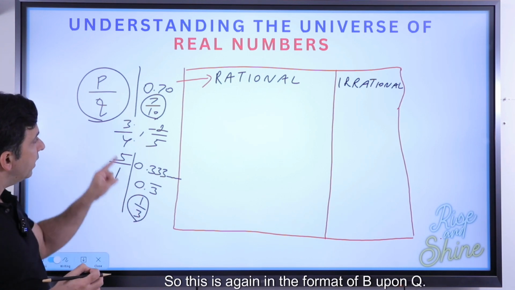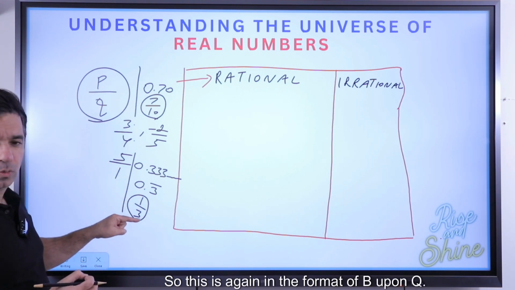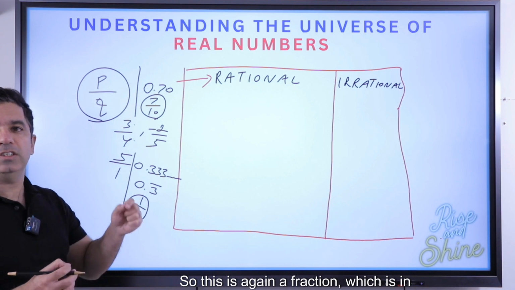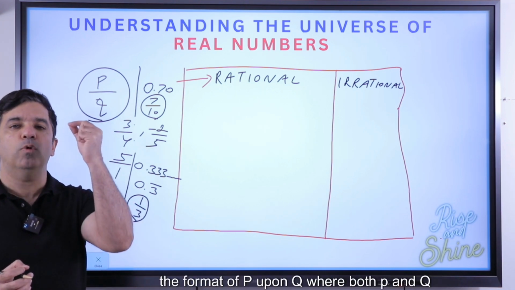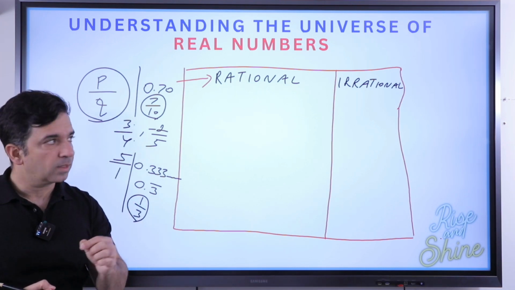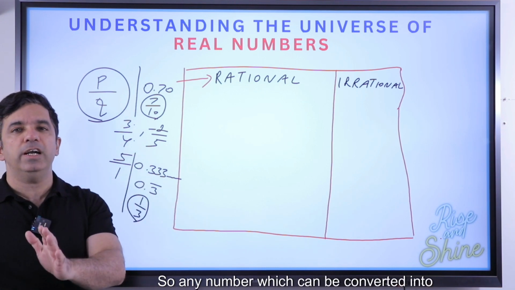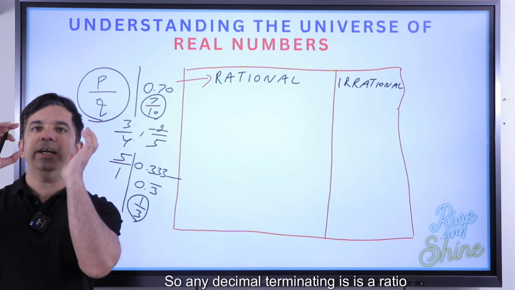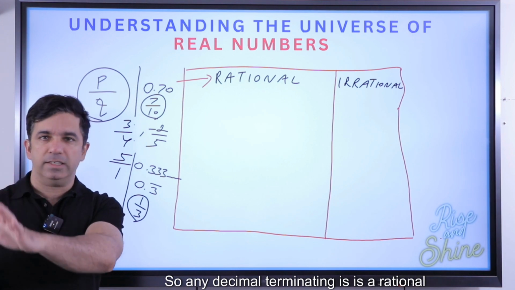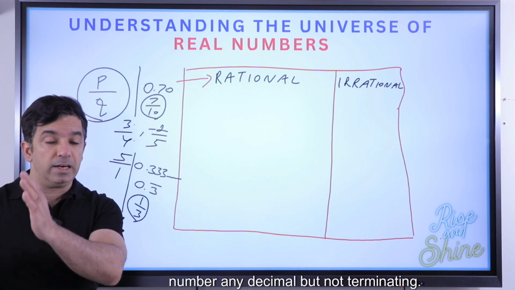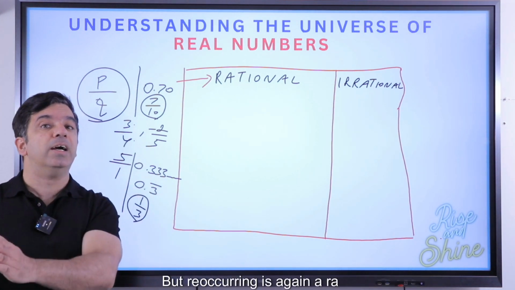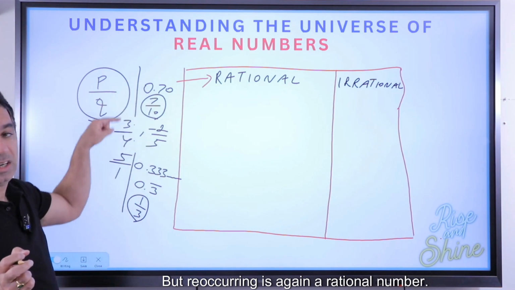So this is again in the format of P upon Q. This is again a fraction which is in the format of P upon Q, where both P and Q are integers. So any number which can be converted into the format of P upon Q. Any terminating decimal is a rational number. Any decimal which is non-terminating but reoccurring is again a rational number.